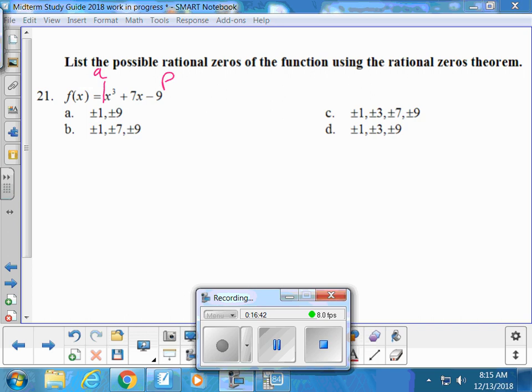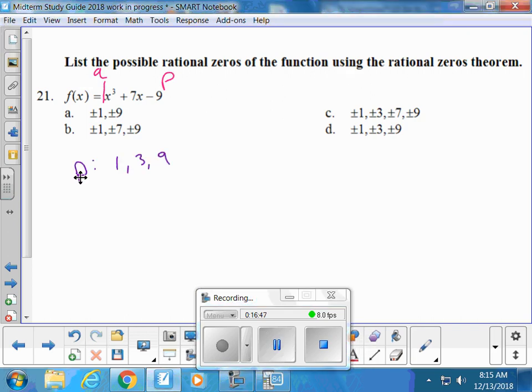Alright, we're moving on to P's and Q's. Our P list is all the factors that would divide 9, so 1, 3, and 9. Our Q list is all the factors that would divide 1, so 1. And then it's every possible positive or negative P over Q, so 1 over 1, 3 over 1, and 9 over 1. What choice should we select, scholars? D.